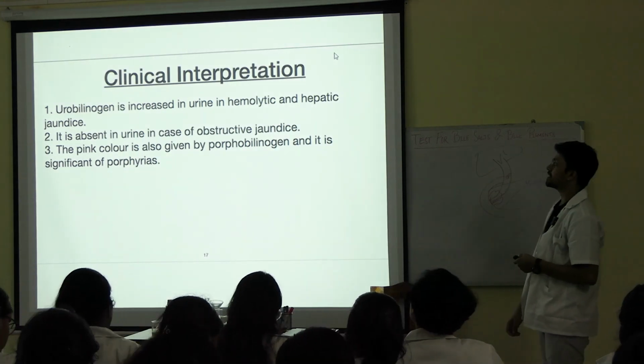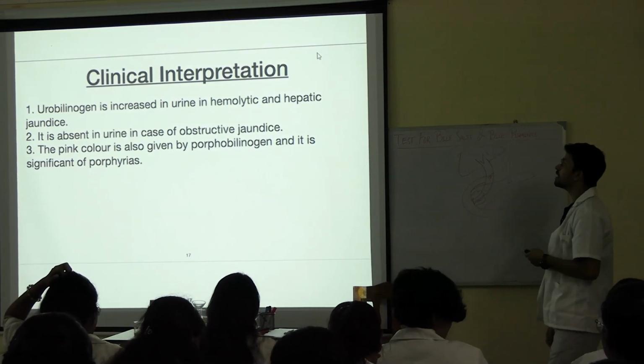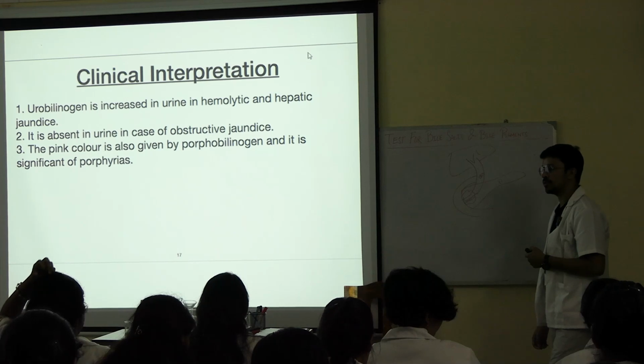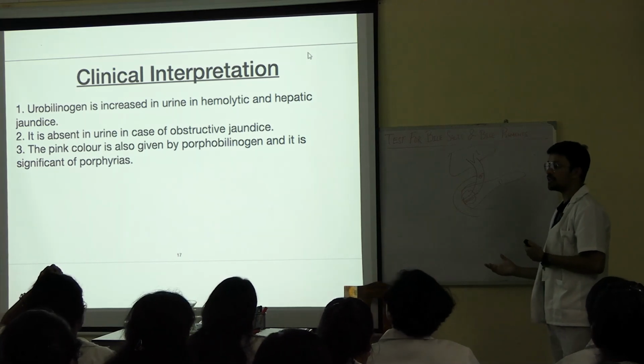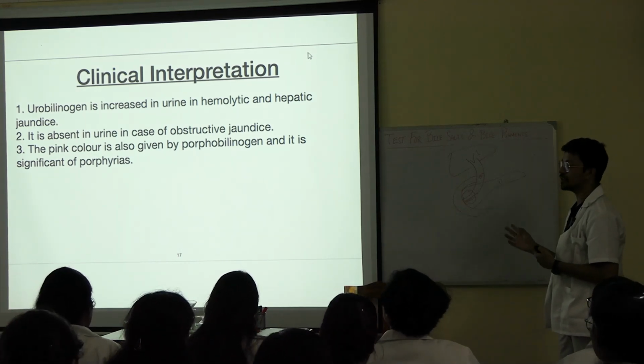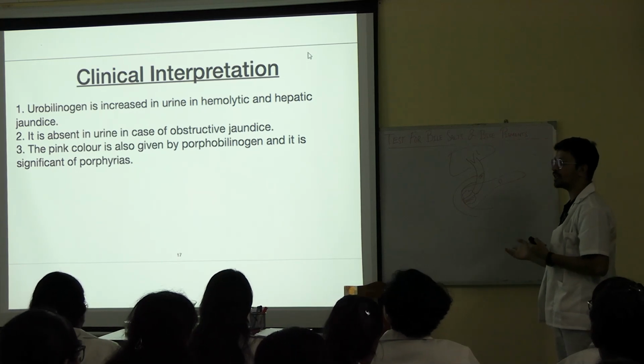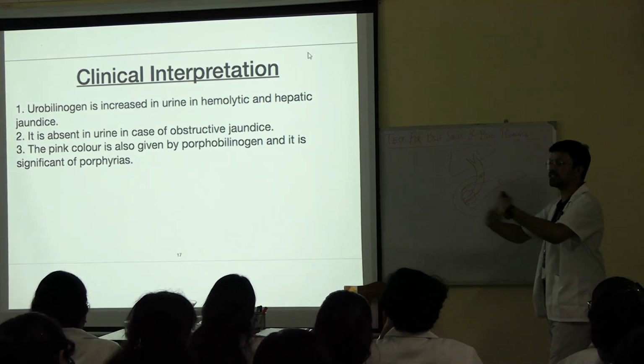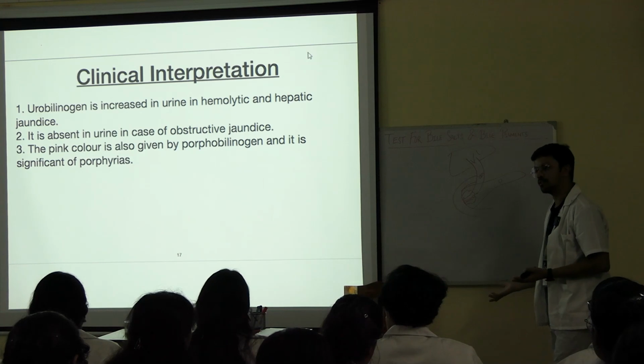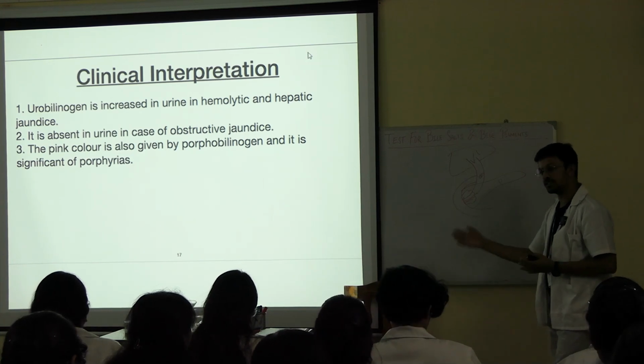Now clinical interpretation. Urobilinogen is increased in urine in hemolytic and hepatic jaundice. But we cannot estimate it with this test. Why? It's a qualitative test. We cannot estimate how much it is increasing. Only a color change will be there, and color change means urobilinogen is present.